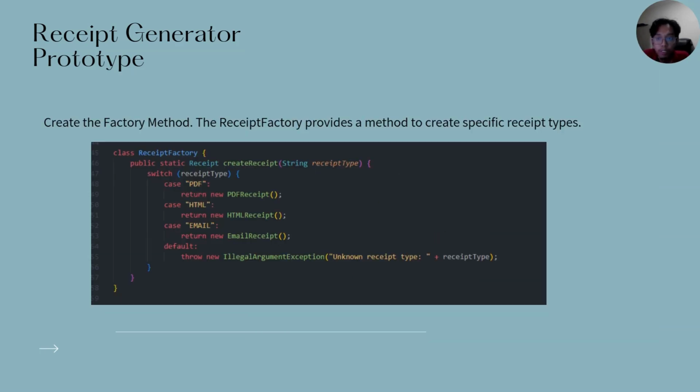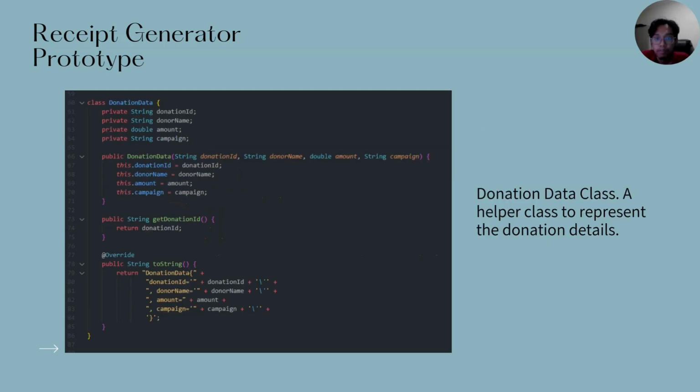Next, we have the factory method for our component. The receipt factory class will provide a method to create the specific receipt types, for example, the PDF, HTML, or email receipt types. Next, here we have a basic template of a donation data class. This is a helper class which represents the donation details.